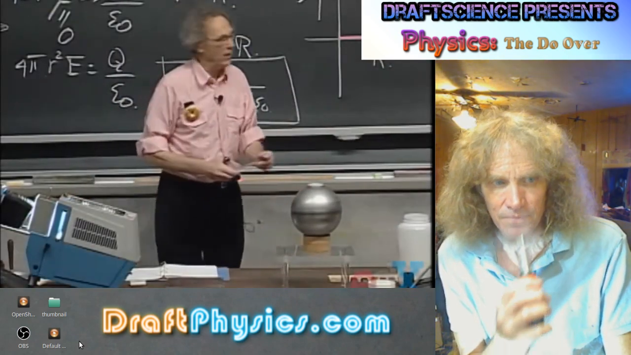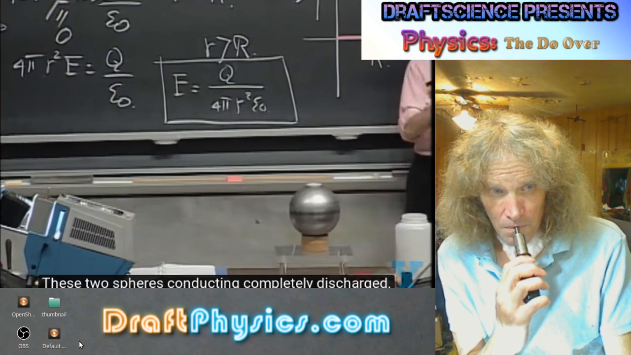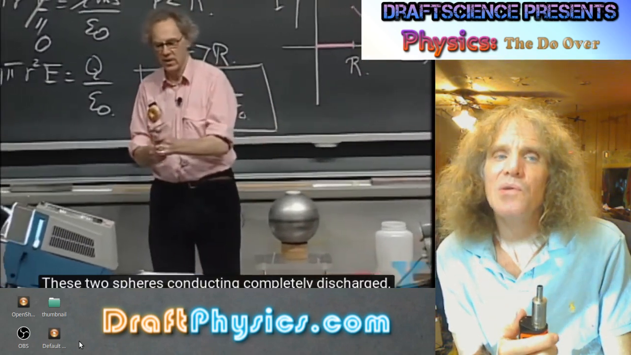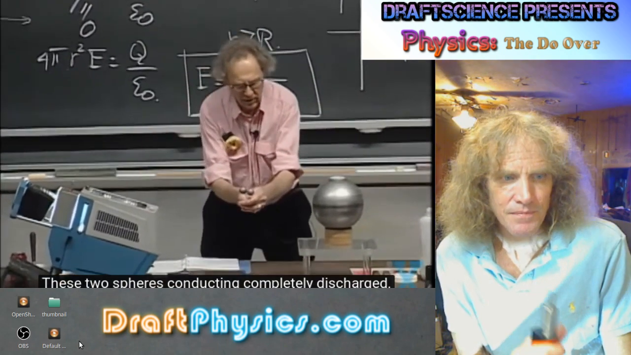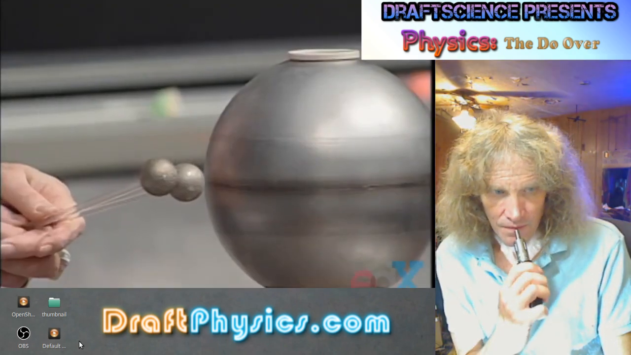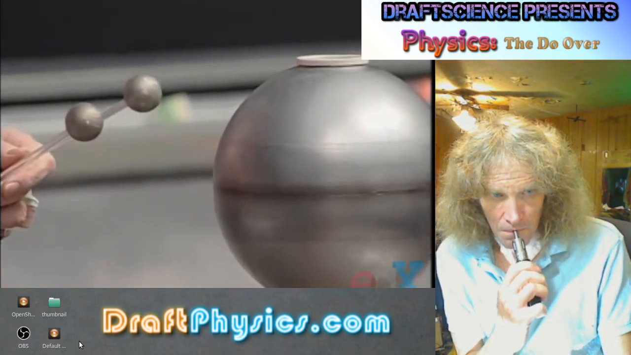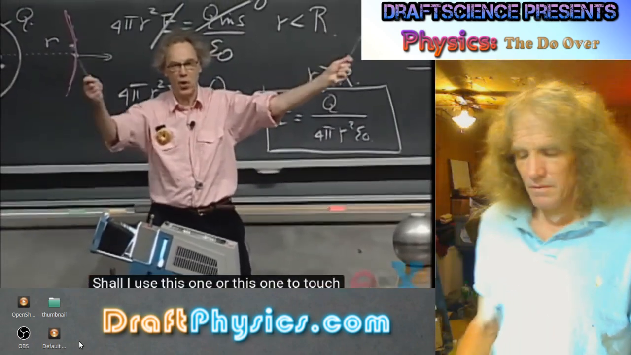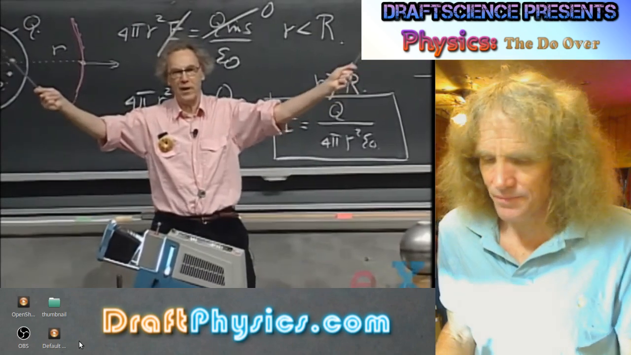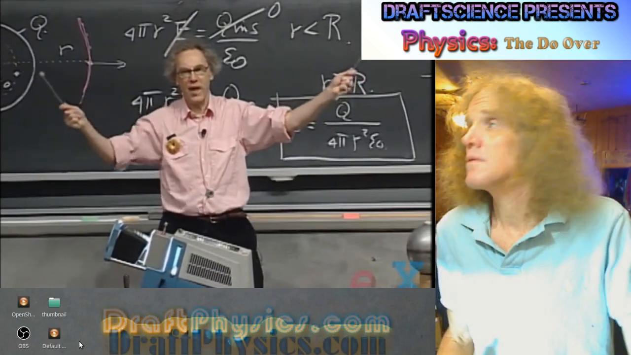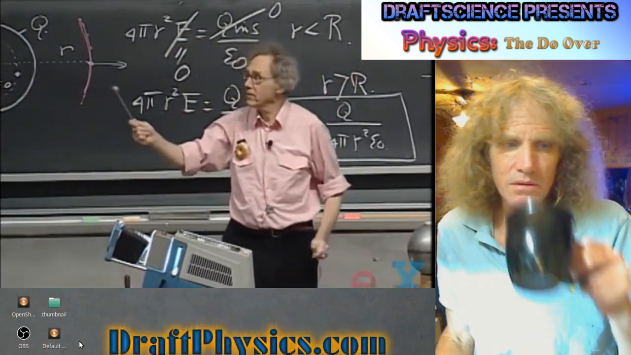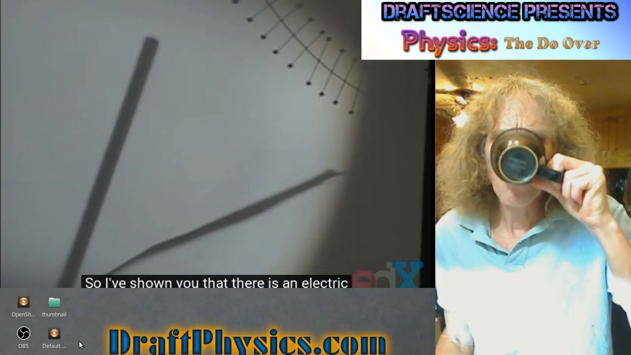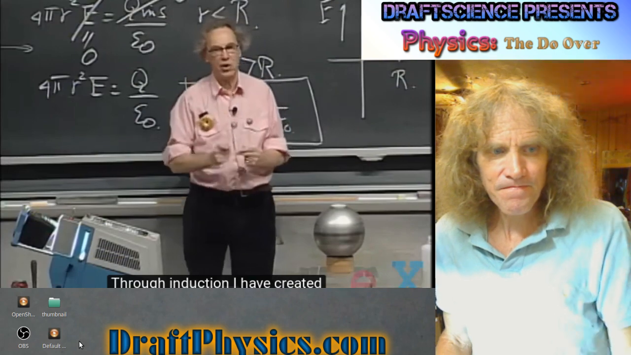So now comes demonstration number 1. These two spheres are conducting, completely discharged. I bring them close to this sphere. There they are. I separate them. And now they must have picked up charge. Shall I use this one or this one to touch the electroscope? The same to me. My right hand or my left hand? Who wants right? Who wants left? The one in the middle. So I've shown you that there is an electric field there. Through induction, I've created charge on here.